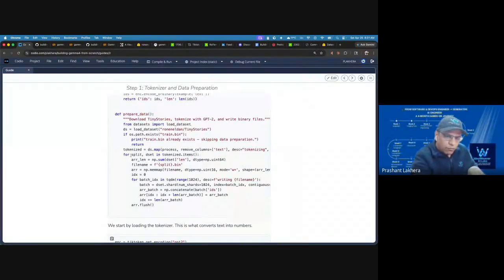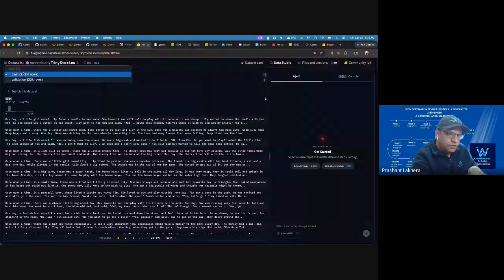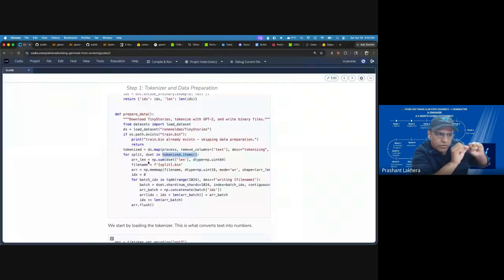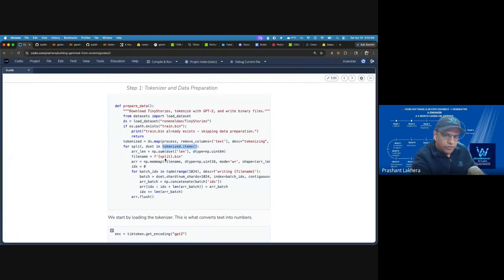Next, we are going to run over this tokenized.item. What tokenized.item is going to do is create the two sets for us. One is for training and one is for validation, because in our data set we have two splits, train and validation. So this for loop is going to run one time for the train data set and one time for the validation data set. It's going to create two files, one for training, one for validation.